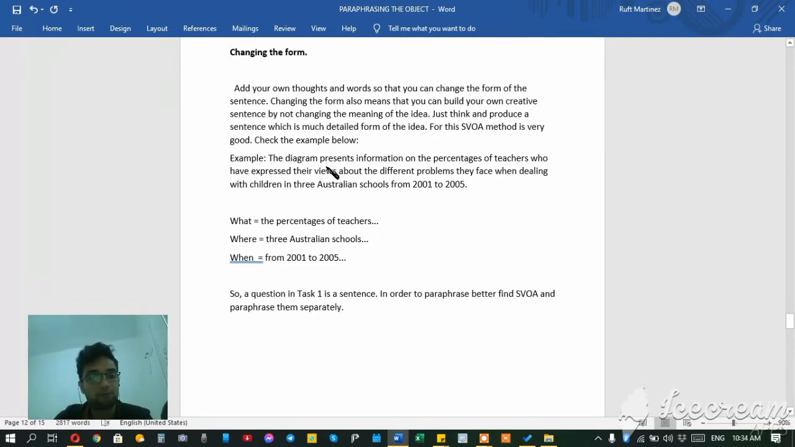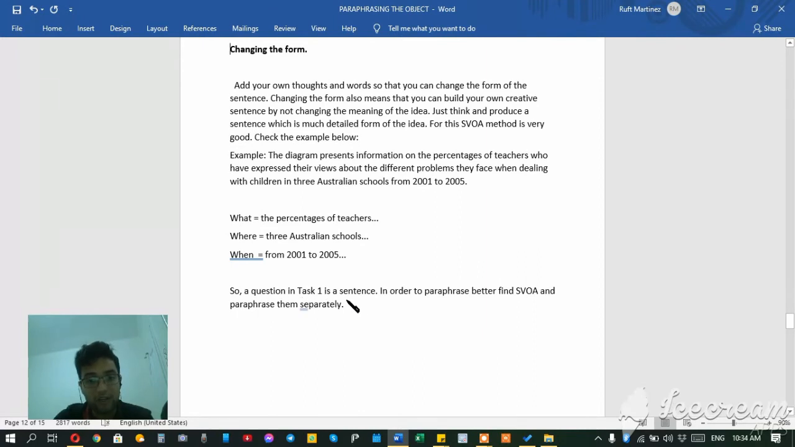The diagram presents information on the percentages of teachers who have expressed their views about the different problems they face when dealing with children in 3 Australian schools from 2000 to 2005. Okay, this is a paraphrase form of the question and what we do here. A question in Task 1 is a sentence. In order to paraphrase better, find SVOA and paraphrase them separately.